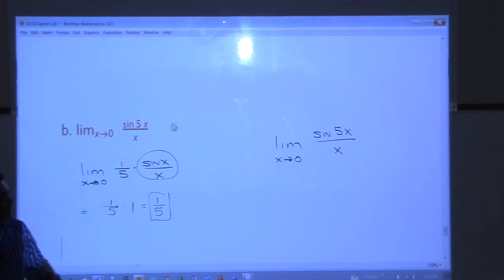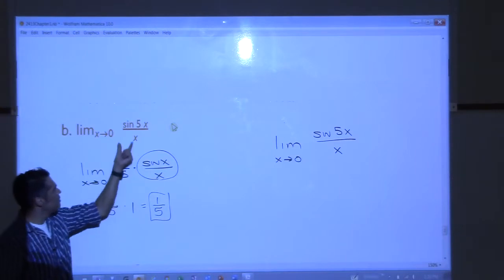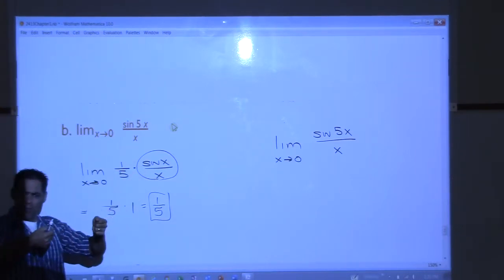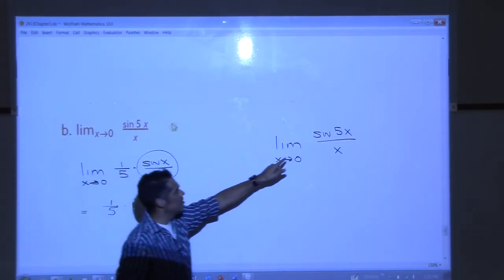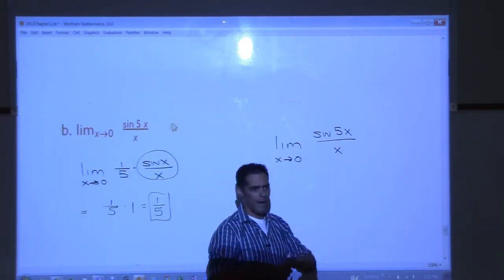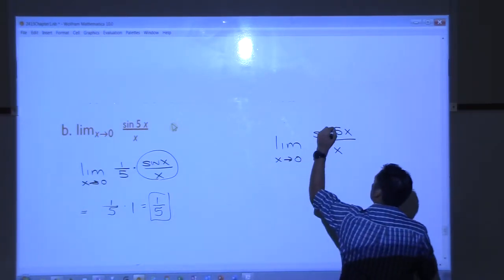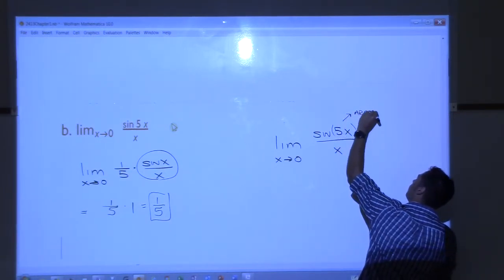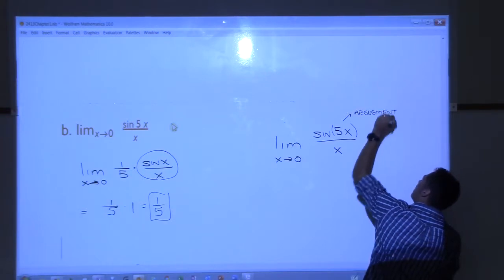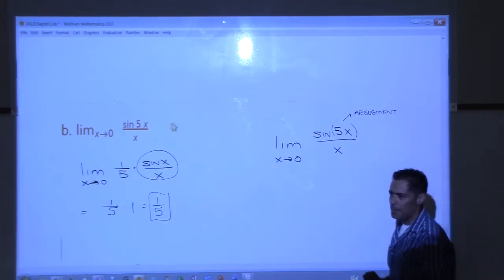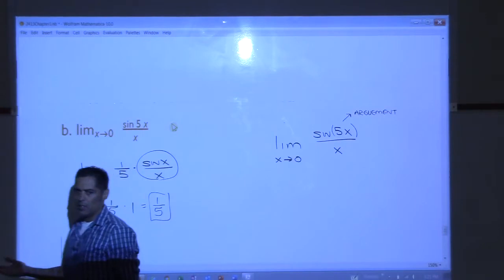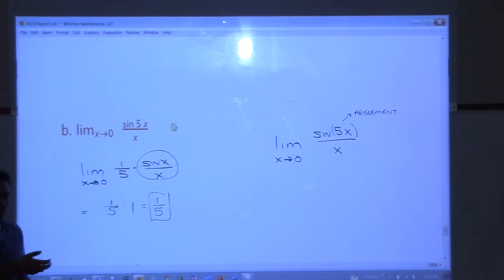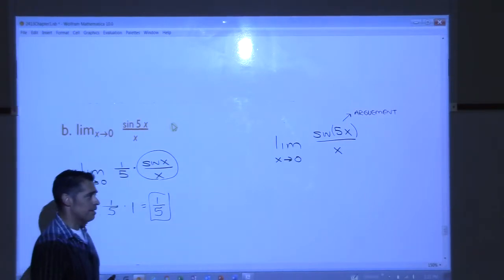Can you just pull the 5 out of a sine? Absolutely not. Here, the previous one was multiplication, so I could just pull that 5 away. This is not multiplication. This is sine of 5x, not sine times 5x. That thing there, which we call the argument, is the thing that's inside the function. The argument of that function is 5x, and we hopefully learned in pre-cal that you cannot pull constants out of arguments of trig functions. So you are stuck with that 5.